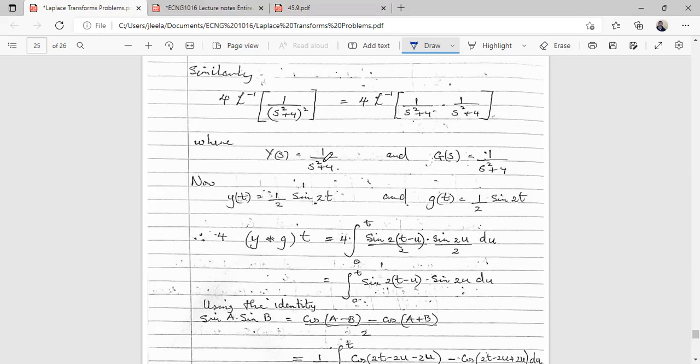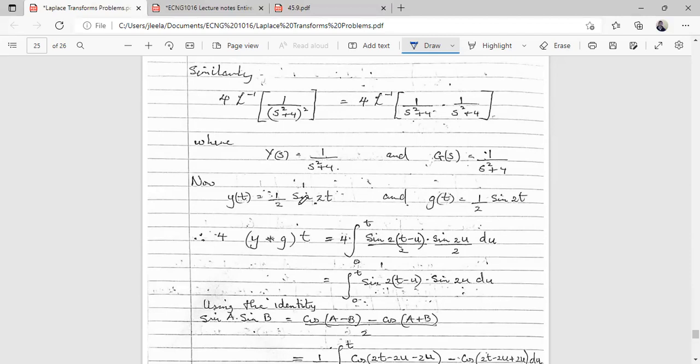So your Laplace inverse of 1 over s squared plus 4 will be a half sine 2t. And similarly, this is the same thing here. So your g(t) here will be a half sine 2t. But when you're writing it now in the form of the convolution, as the integral of these two functions, y and g, remember you have to multiply by 4, hence the reason I put the 4 on the outside of the integral and outside on the left here, right?